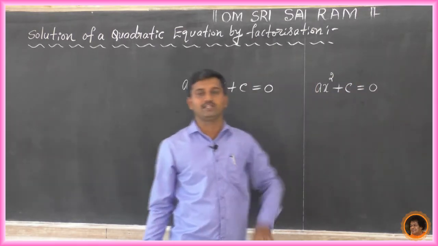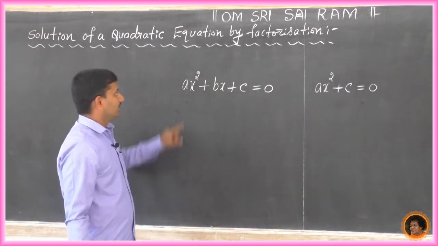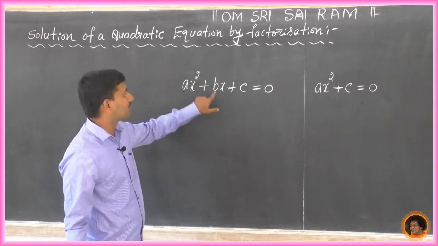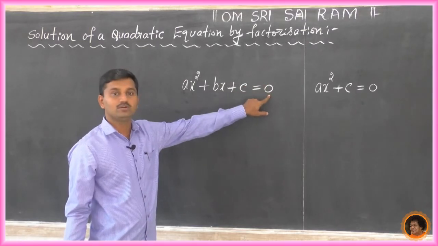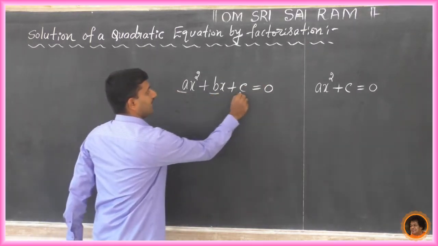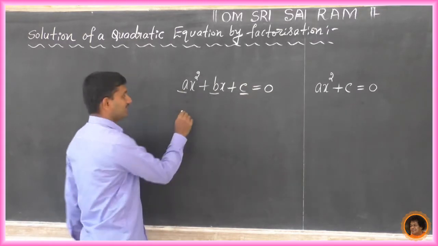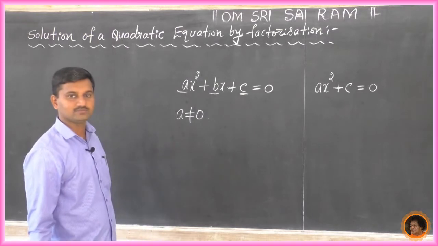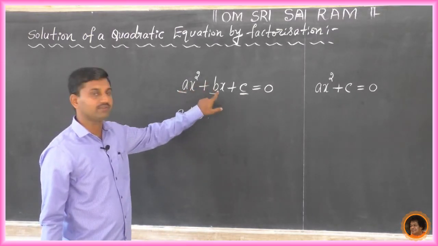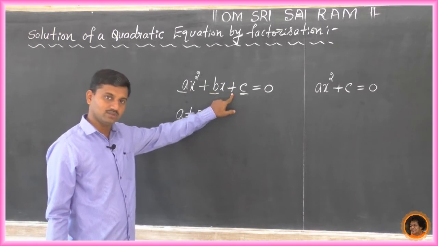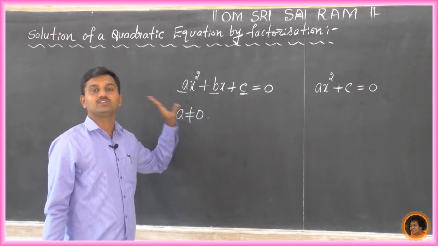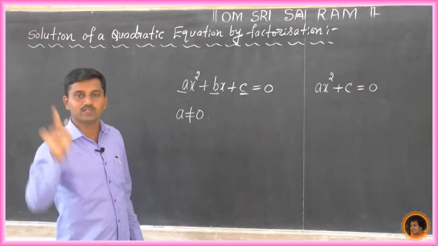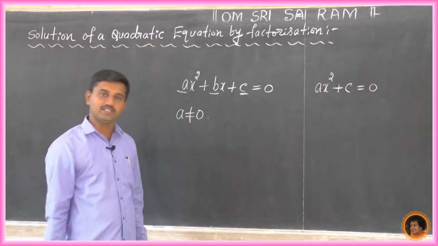So how to define the quadratic equation? An equation which can be expressed in the form of ax square plus bx plus c equal to 0, where a, b and c are real numbers and one condition is there, that a is not equal to 0. Or simply, a quadratic polynomial equated to 0 gives us the quadratic equation.